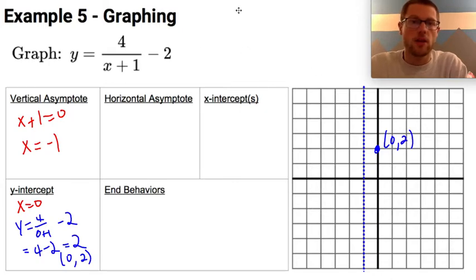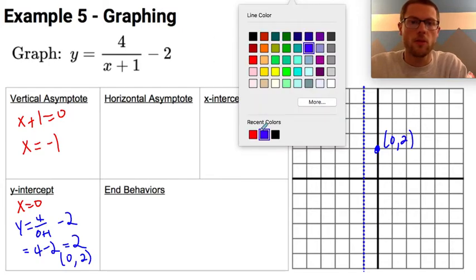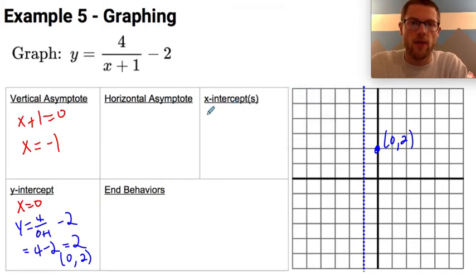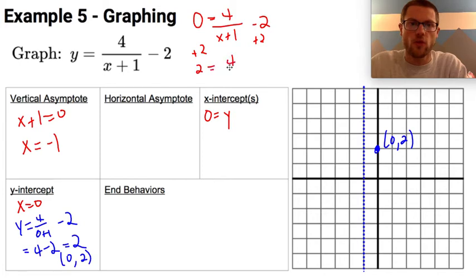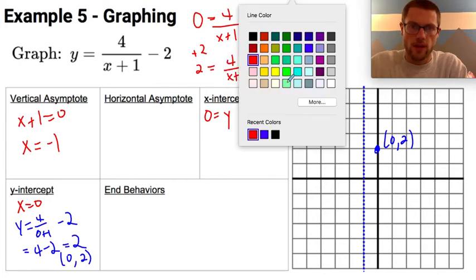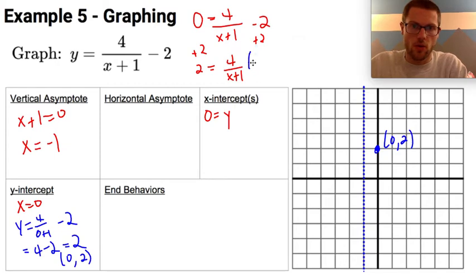Next up, let's take a look at the x-intercept. This is going to be a little bit more work this time around. I'll set the y equals 0. And actually, just for the sake of having more room, let's do that up here. So 0 will equal 4 over x plus 1 minus 2. If I were to solve this, I'm going to add 2 to both sides. So I get 2 equals 4 over x plus 1. And now let's cross multiply, or you can think multiply both sides by an x plus 1. That's going to cancel those x plus 1s.